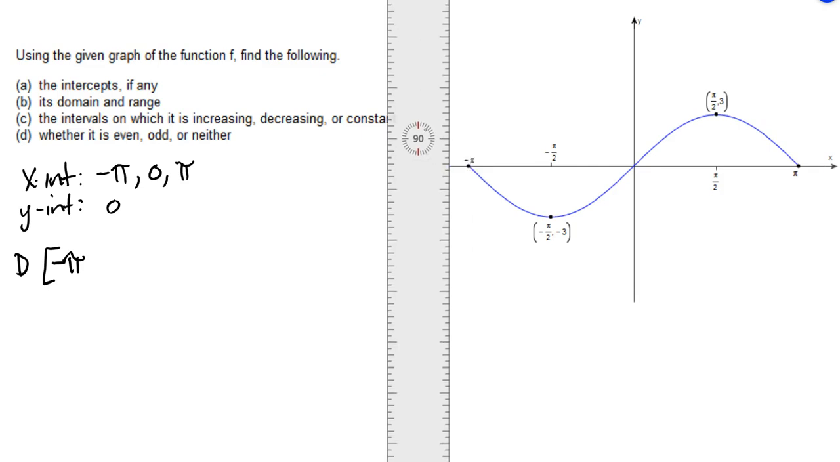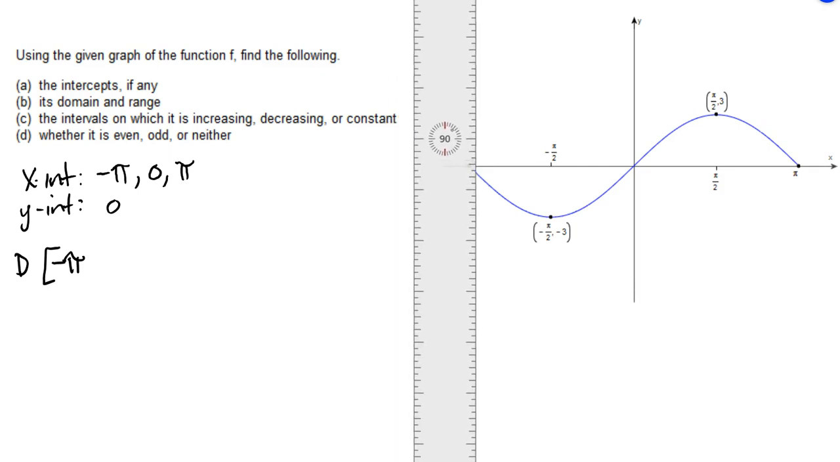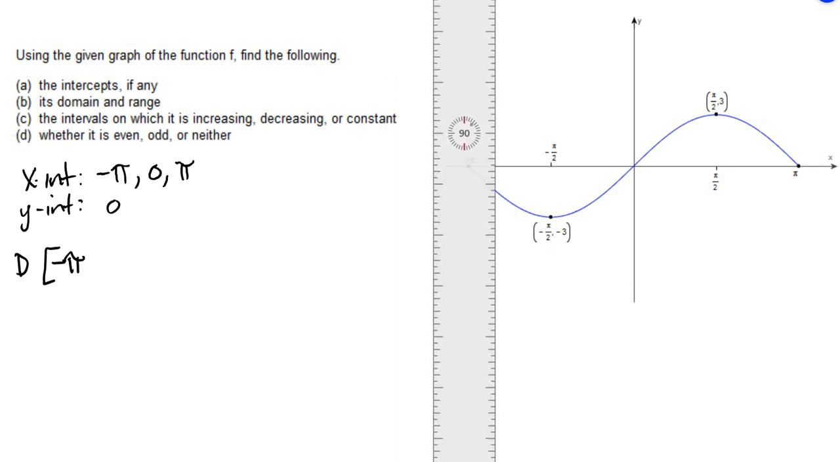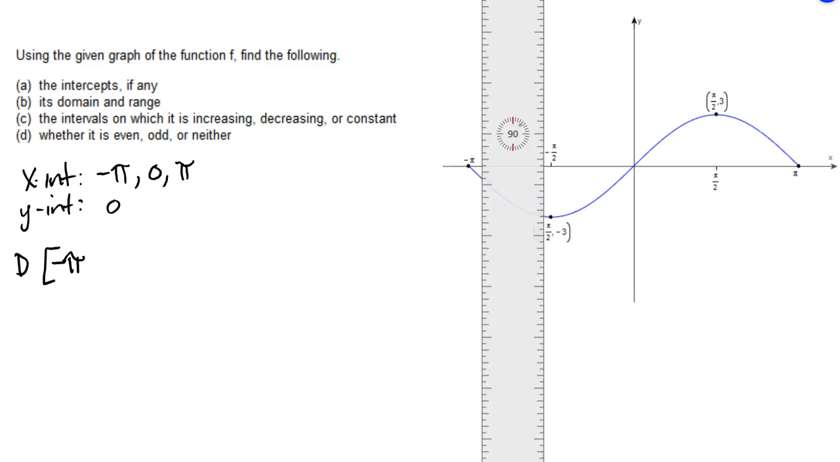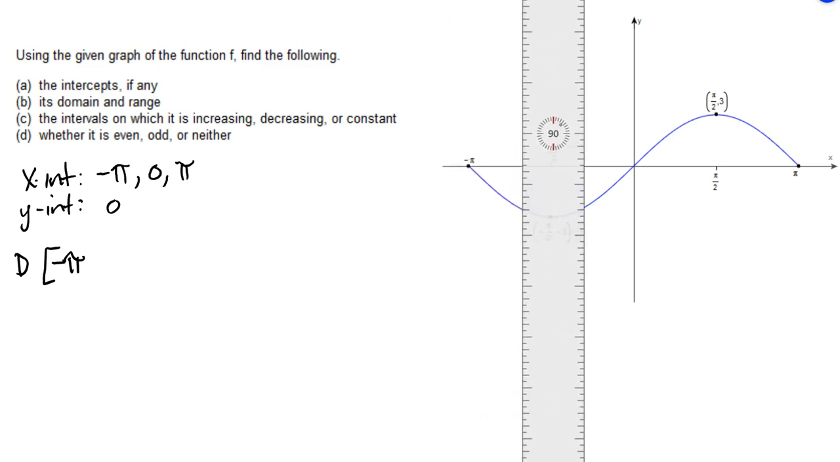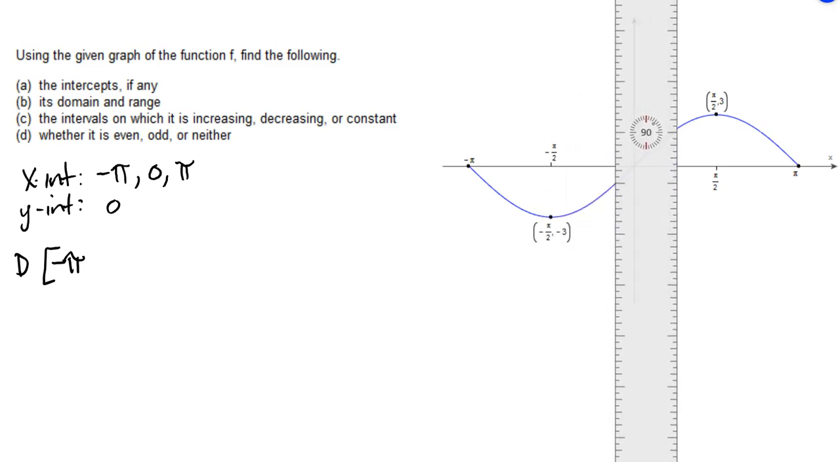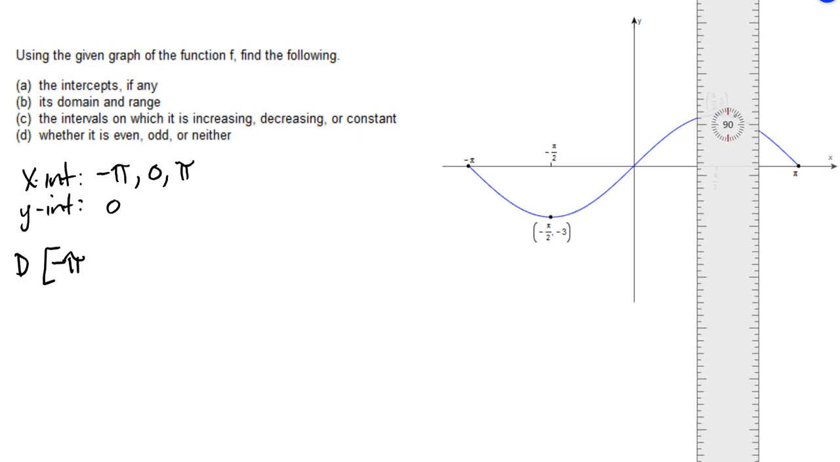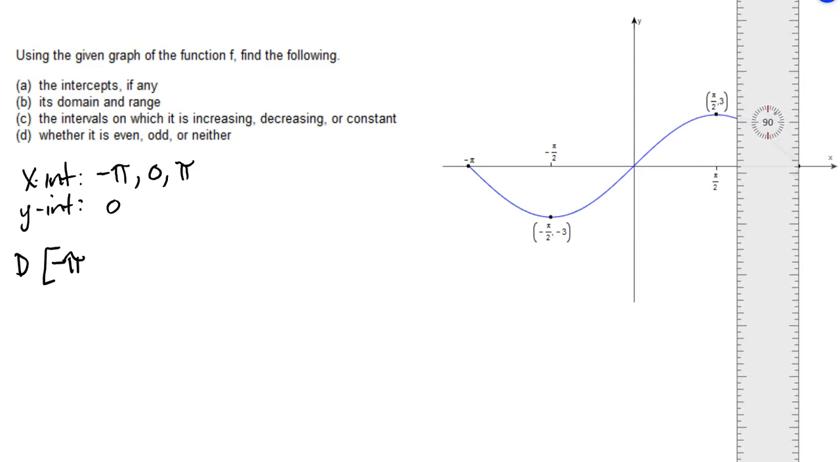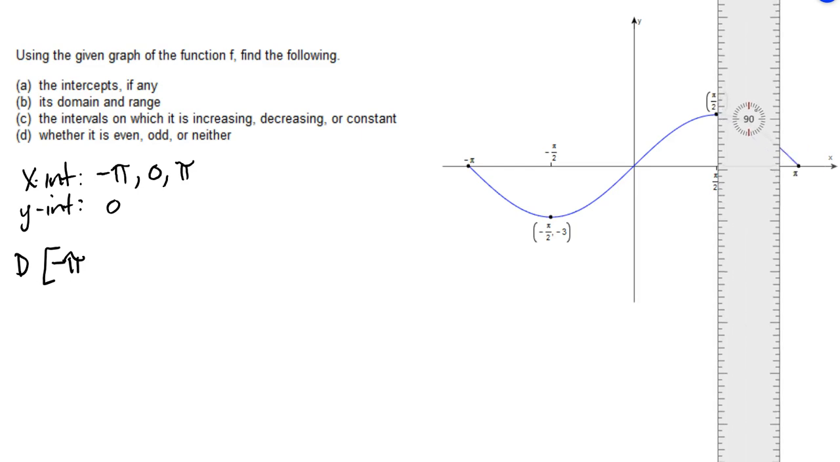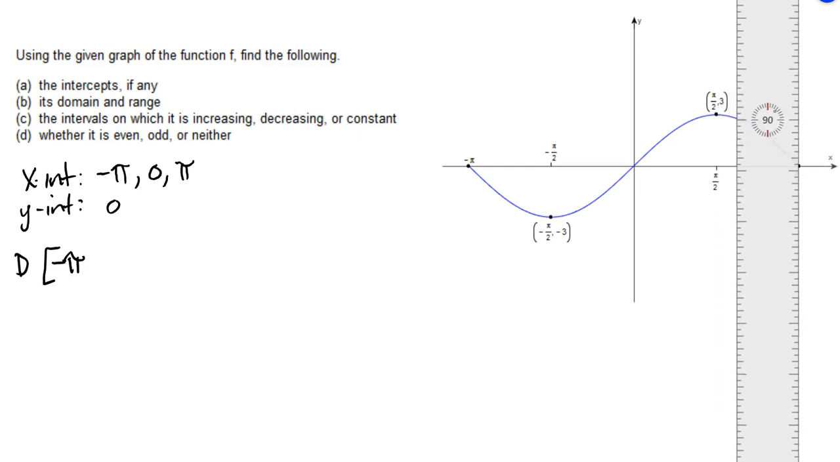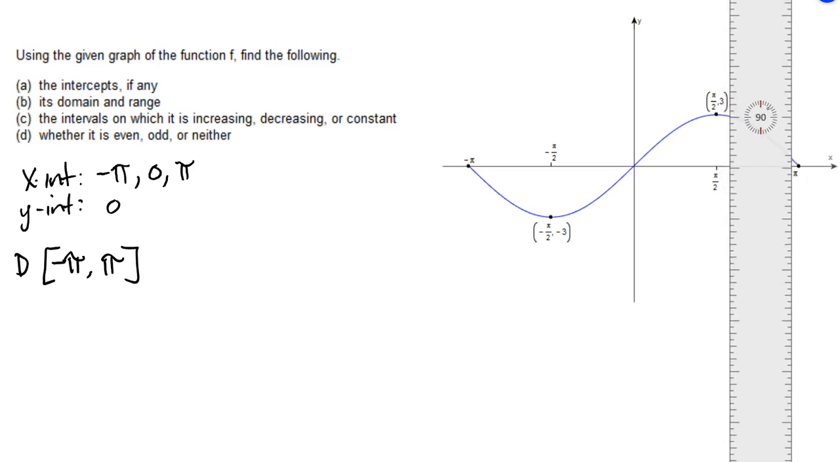As I move my ruler from left to right, I can see that I'm continuing to hit the graph all along the way. So all of these x values will also be included in my domain until I get to this point. That's the last time my ruler will hit the graph. So my domain will stop at pi, and pi is also included in the domain.